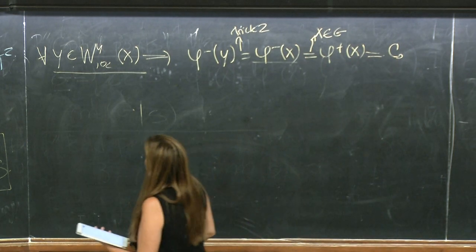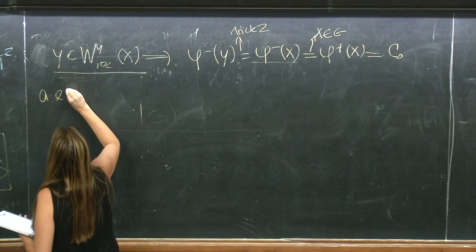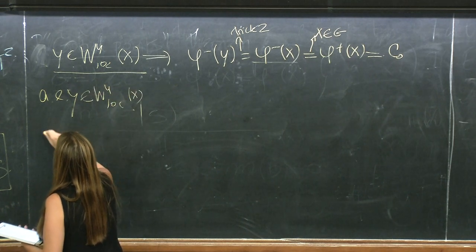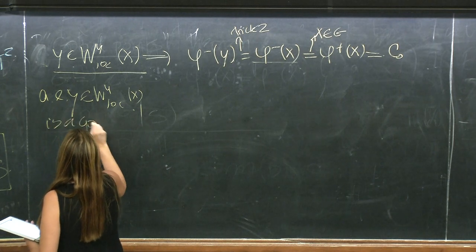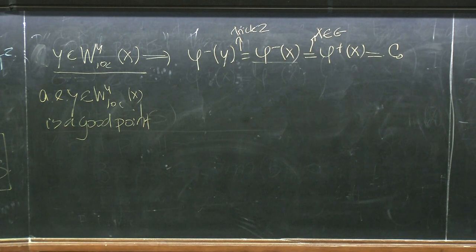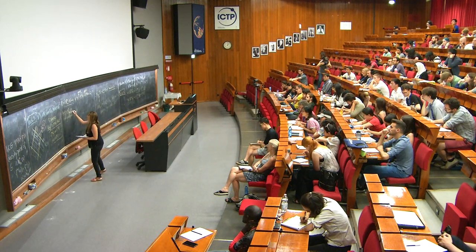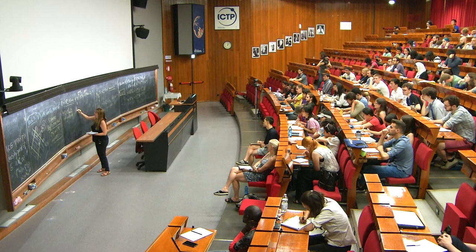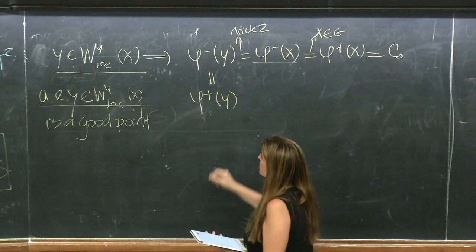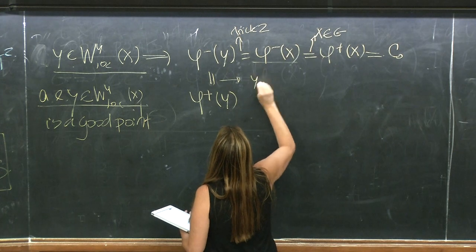Okay? Now, let's erase this now. Let's take almost every y in WU loc of x. It is a good point. Why? Because we chose it to be a density point of G. And so almost every y will satisfy that this equals this. Okay? This is because almost every y is a good point.